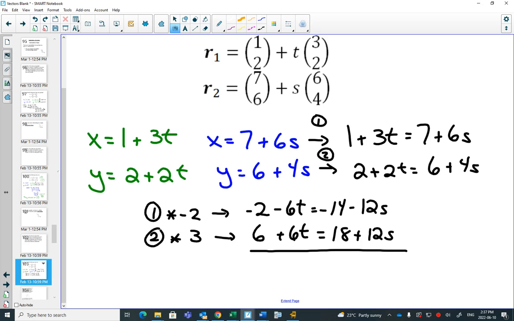And now when I add, I'm going to get 4. T's cancel out on this side. I get 4, and my s's cancel out. And I get a statement that 4 is equal to 4.